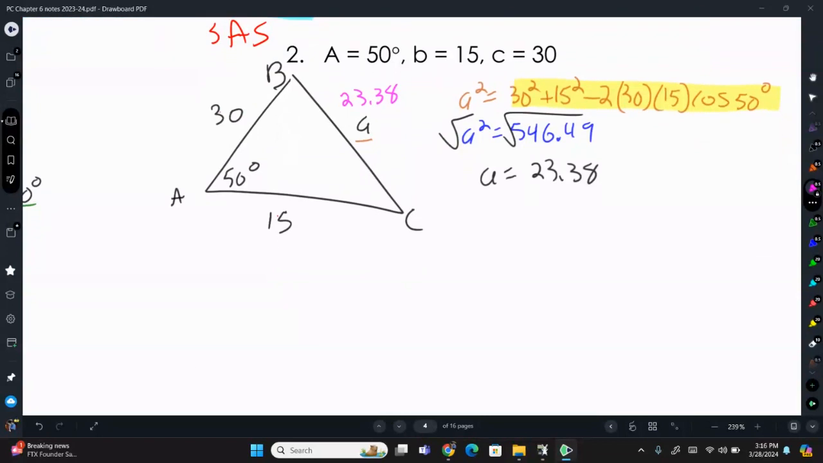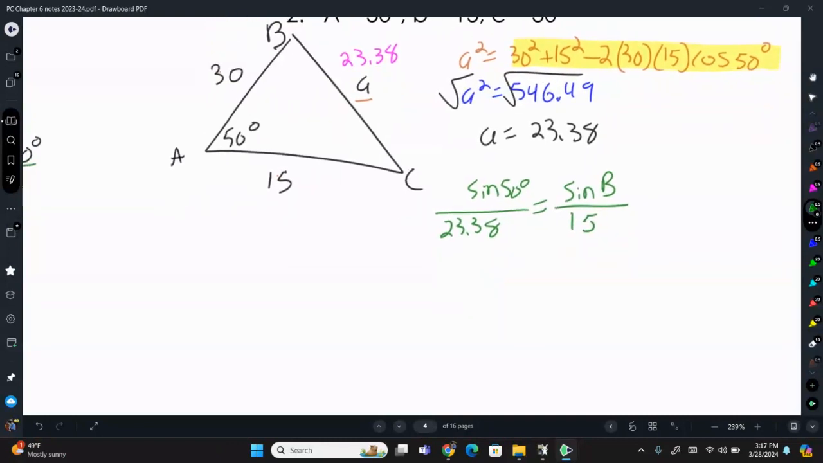So we're going to find angle B next. So the sine of 50 degrees over 23.38 is equal to, we don't know what the sine of B is, or we don't know what angle B is. It's going to be over 15. So again, we're going to cross multiply. 15 times the sine of 50 degrees divided by 23.38 is going to be the sine of B.